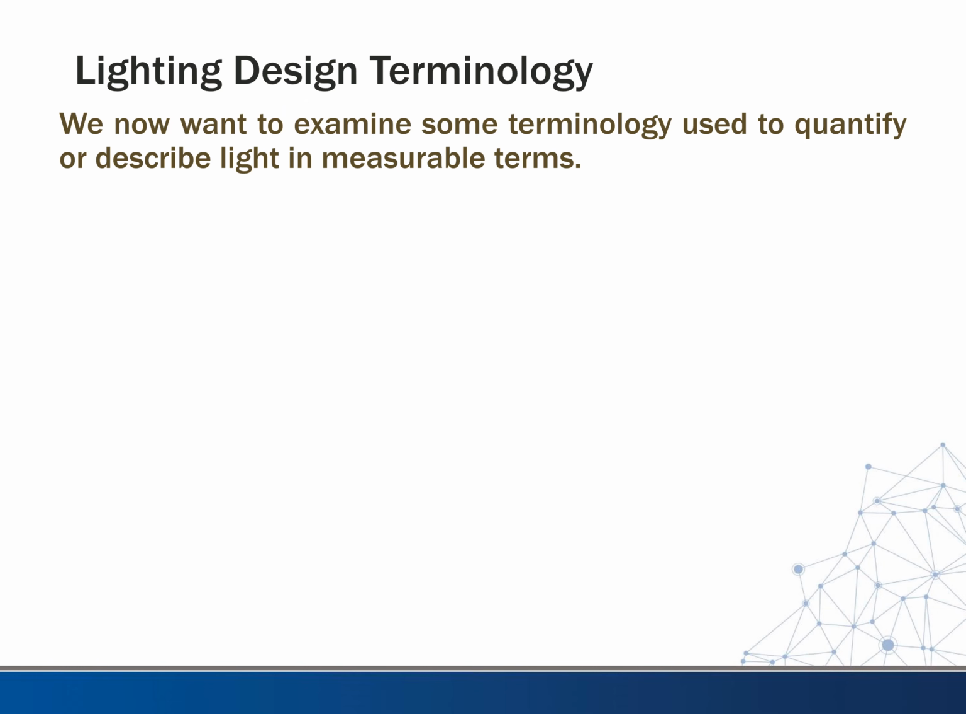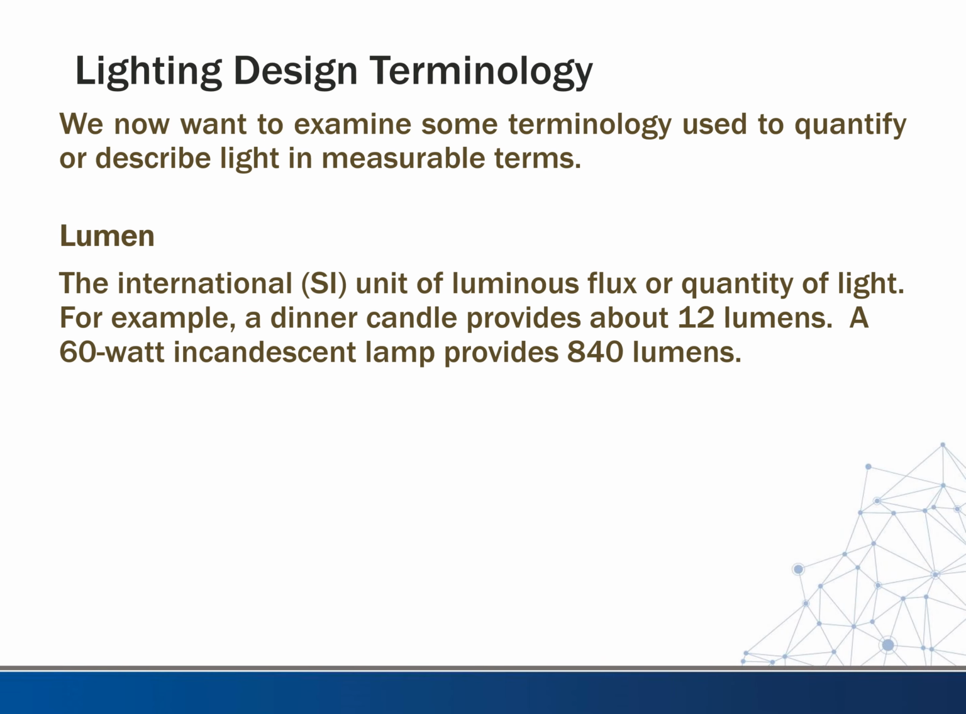So we now want to examine some terminology used to quantify or describe light in measurable terms. So the first one is a lumen. This is the international unit or SI unit of luminous flux or quantity of light. For example, a dinner candle provides about 12 lumens. A common 60-watt incandescent lamp, if you can still find those, gives us about 840 lumens. So just to give you some frame of reference there.